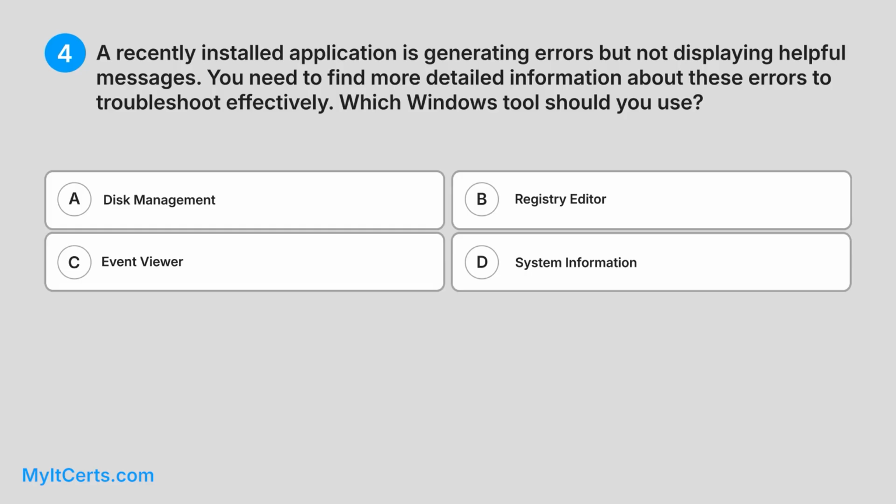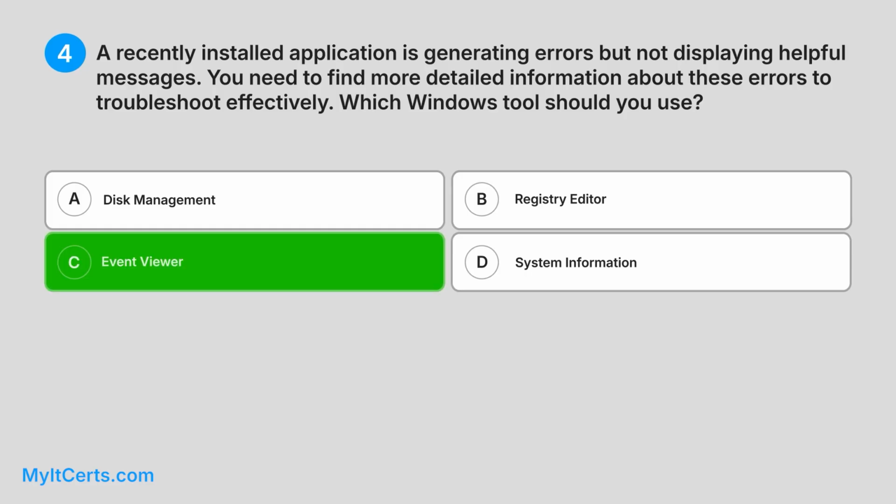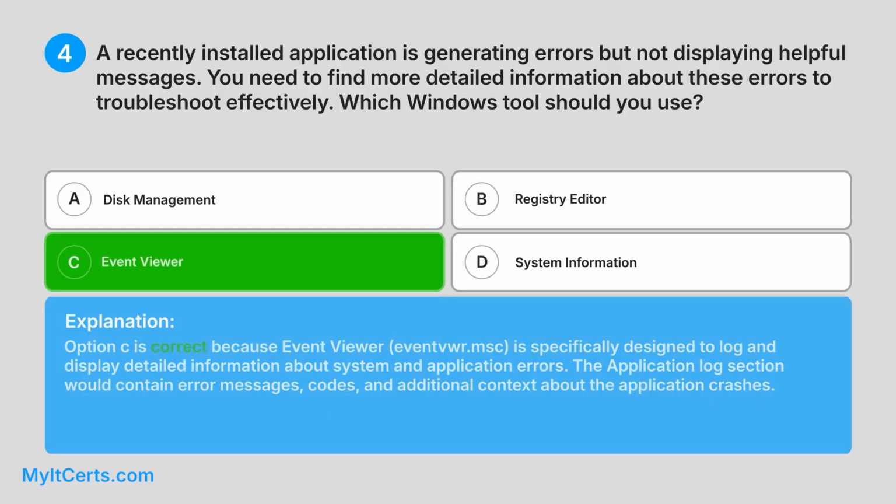Correct answer. C. Event Viewer. Explanation. Option C is correct because Event Viewer, eventvwr.msc, is specifically designed to log and display detailed information about system and application errors. The application log section would contain error messages, codes, and additional context about the application crashes.